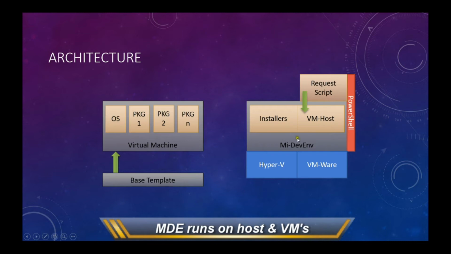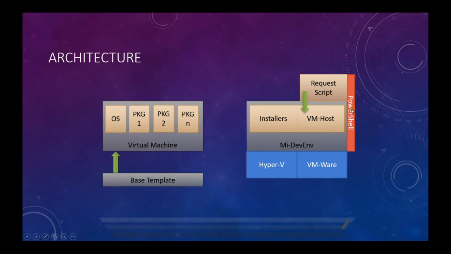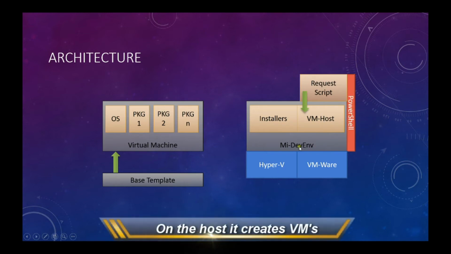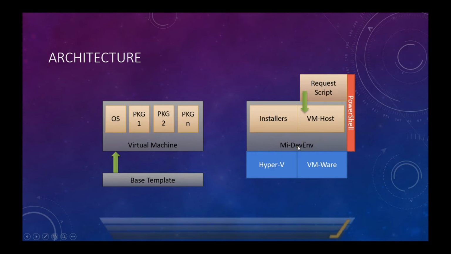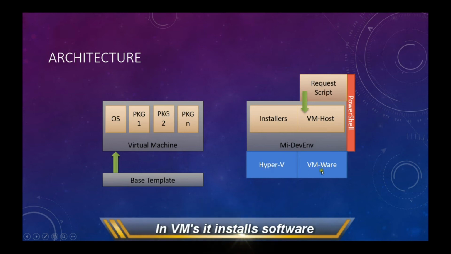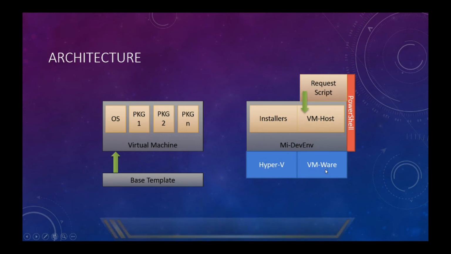So that request script and Mi-DevEnv itself is all based upon Microsoft PowerShell. So Mi-DevEnv then sits over your virtualization host, at the moment Hyper-V, and then coming down the pipe later on VMware. So Mi-DevEnv basically orchestrates all of the commands that are needed to create the virtual machine in your virtualization host, and then once that machine is up and running, inside that virtual machine, it gets on with the business of installing the operating system and packages, again all automatically.